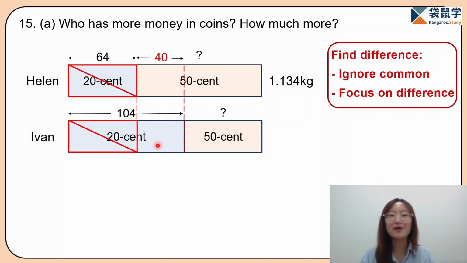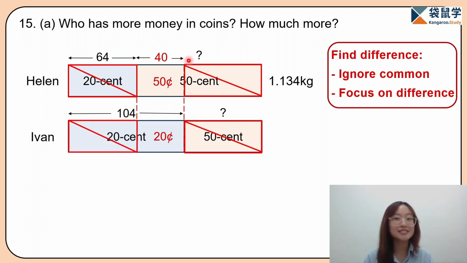Now, don't forget what kind of coins are these? 20-cent coins. So, now, are there any common parts for 50-cent coins? Yes, over here. And what can we do with the common parts? Ignore. So, cancel and cancel again. And what kind of coins are these? 50-cent coins. So, we can ignore the left, ignore the right, and focus on the difference.